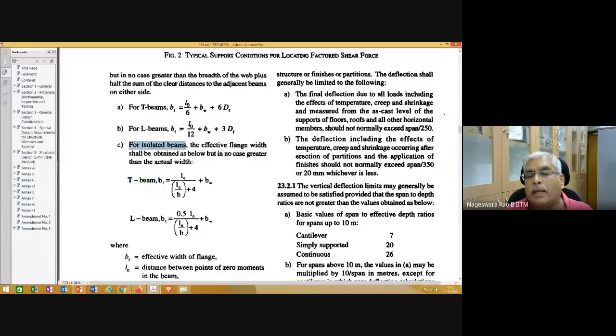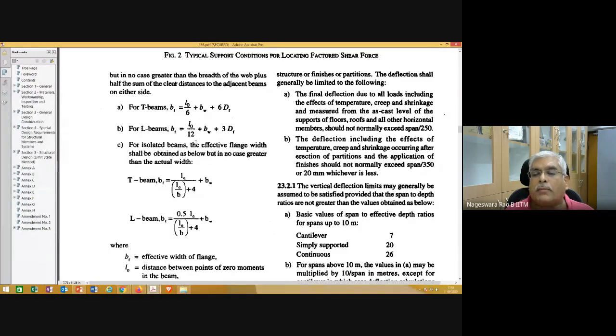So that's going to be like an isolated beam. For an isolated beam, the effective flange width shall be obtained as below, but in no case greater than the actual width. So you find this effective width of flange using these formulas. Okay, and you see the actual total width of the flange, and whichever is less, you take that one for T beam and L beam. These are for isolated cases.